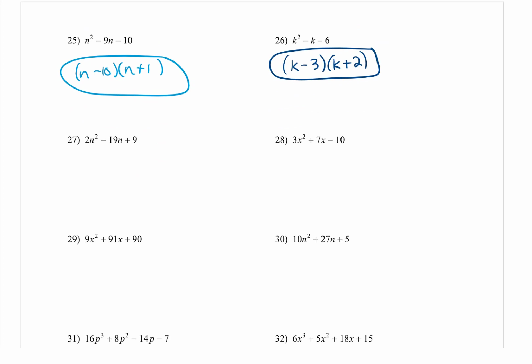Now these next 4 you have to choose a method. Slide and divide and box method are my 2 favorites. And I think I show both of these. Here's the box method. You make a box with 4 boxes inside, like a Punnett square. We do have to do 2 times 9, which is 18. We put in the 2 n squared and the 9. We say what multiplies to get 18 that adds to get negative 19, which is in the middle.